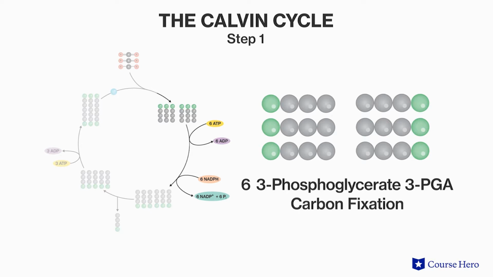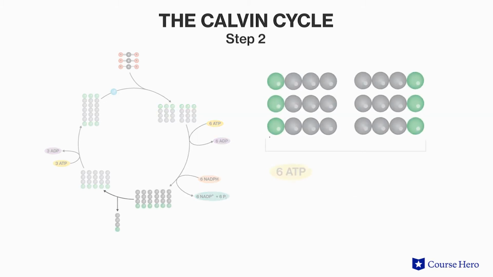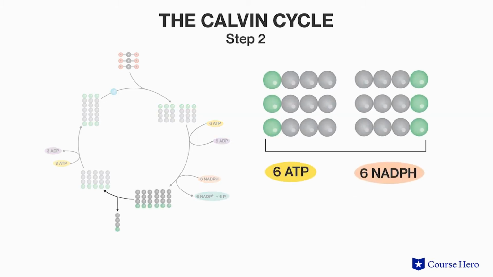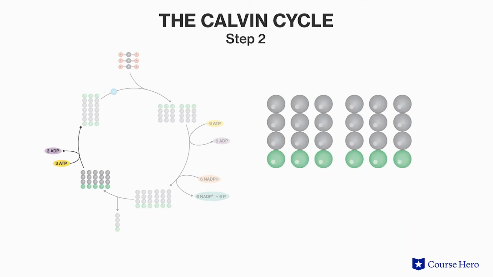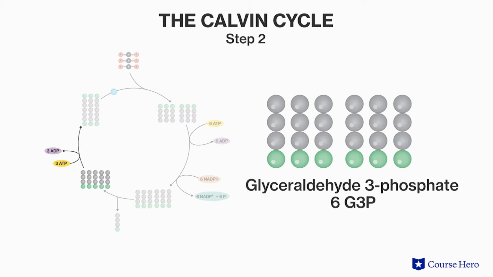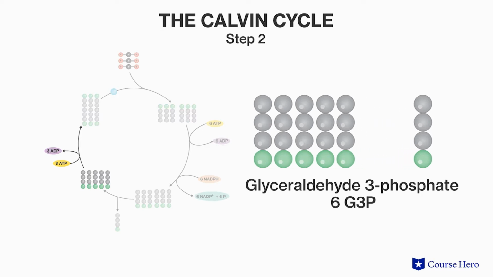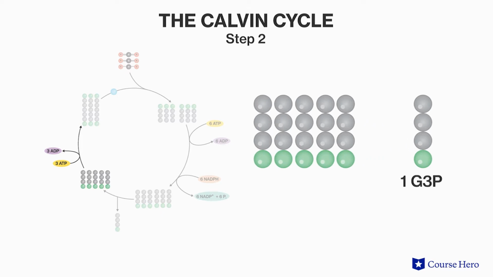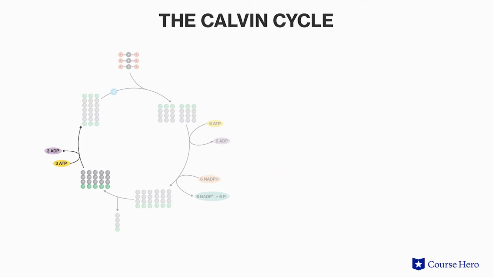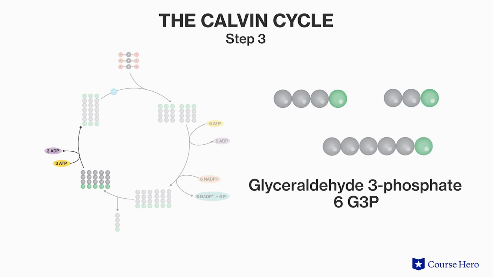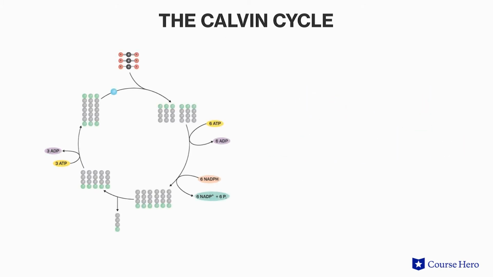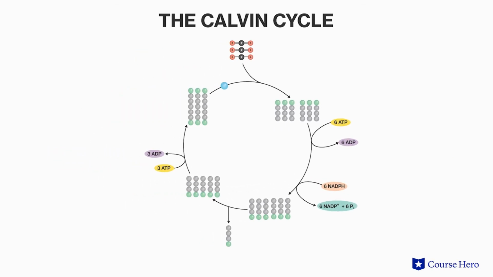Because this process converts carbon dioxide into organic compounds used by living things, it is known as carbon fixation. In the second stage of the cycle, ATP and NADPH convert the 6 molecules of 3-PGA into a different 3-carbon compound, glyceraldehyde 3-phosphate or G3P. One of these G3P molecules exits the cycle and will be used as the starting material to make other organic compounds such as glucose and other carbohydrates. The remaining G3P molecules get recycled into RUBP and the cycle repeats. It takes 6 turns of the cycle to make 1 molecule of glucose.